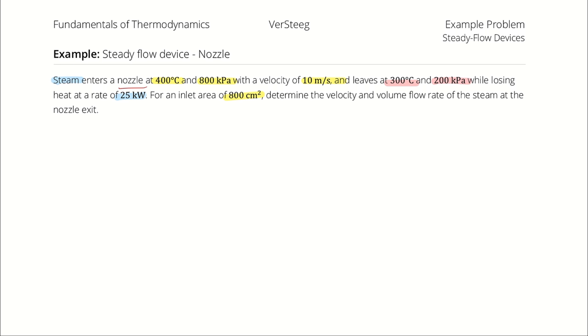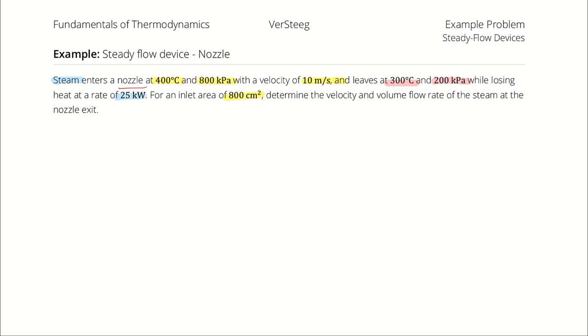The second half of the problem asks us for the volumetric flow rate, which we can figure out using the velocity at the outlet of the nozzle, as well as the specific volume of the water, which we can look up using the temperature and pressure. So let's get into it.